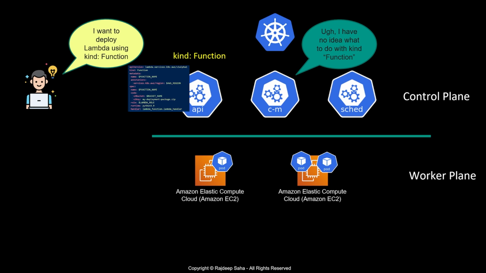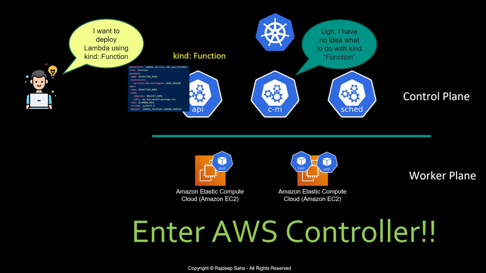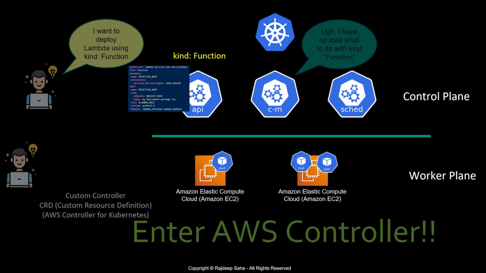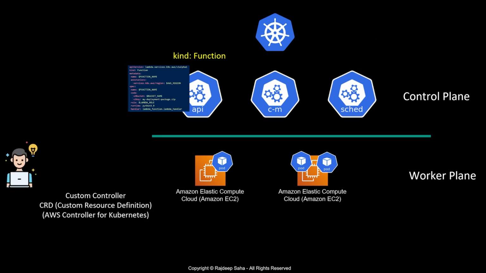So you need to tell Kubernetes what to do when someone submits a kind: function. That's where the AWS Controller comes into play. To work with this custom object such as function, you need to do a deployment. And this deployment will create a custom controller as well as a CRD or custom resource definition. Together, this is AWS Controllers for Kubernetes or ACK.